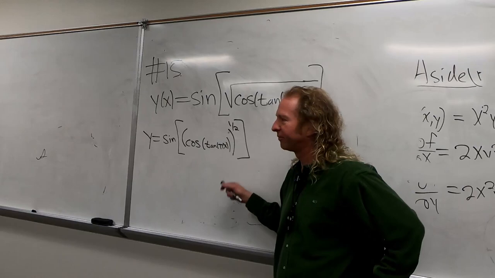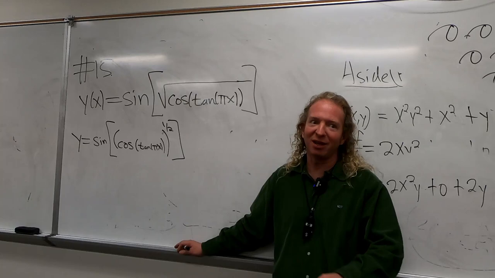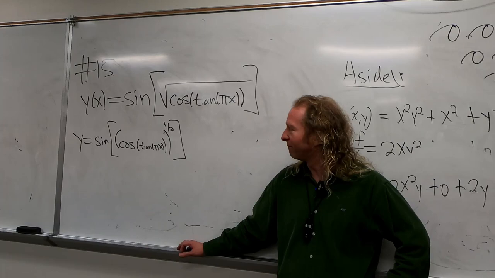Would it just be the chain rule? Oh yeah, it's multiple chain rules. That's why I'm pausing, to make sure everyone's written it down, because this step is critical. Sine is just to the first power. So what's the derivative of sine? Cosine. So that's the first step.